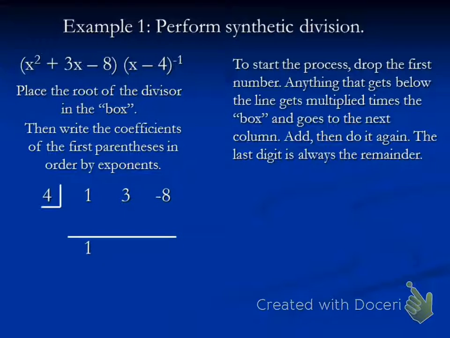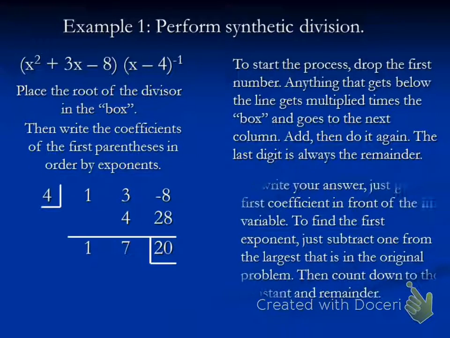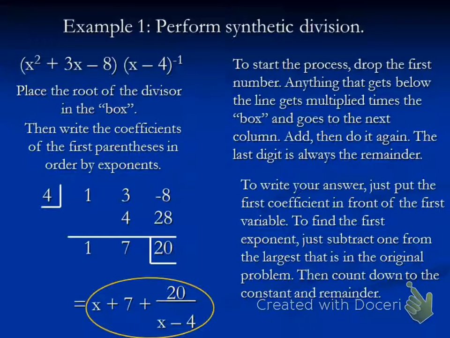4 times 1 is 4. 3 plus 4 is 7. 4 times 7 is 28. Negative 8 plus 28 is 20. So that means that our solution is x to the first plus 7 plus 20 over x minus 4. All right? Y'all okay with that? And the process will get a little bit clearer as we move forward. It won't take nearly as long because we're not going to spend time explaining every step.